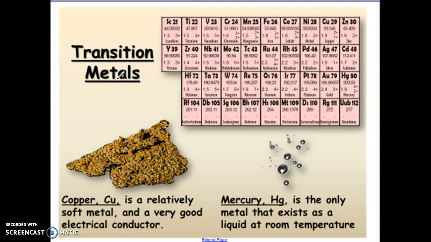Remember I mentioned there are going to be exceptions to those properties. A lot of the exceptions happen to be in this center block. For example, copper in its pure state is actually very soft. Copper at room temperature can even be bent into different shapes. And of course, it's a very good conductor of electricity. Most wires that we use are actually made out of copper. Mercury is the only metal that exists at room temperature as a liquid. Metals are all solid at room temperature except mercury. Mercury is the only liquid metal.